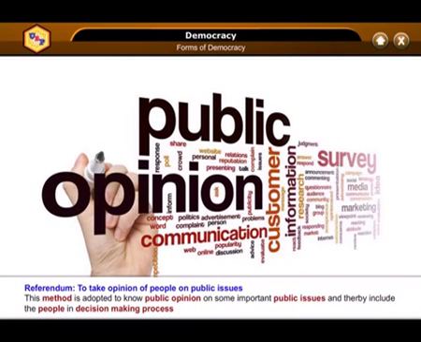Referendum. To take opinion of people on public issues. This method is adopted to know public opinion on some important public issues and thereby include the public in the decision-making process.